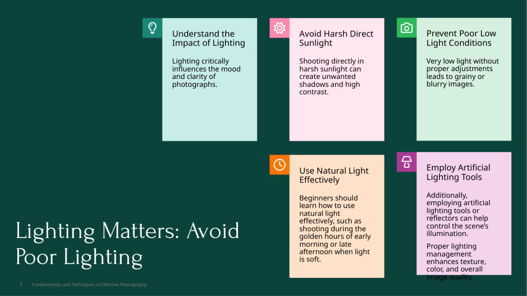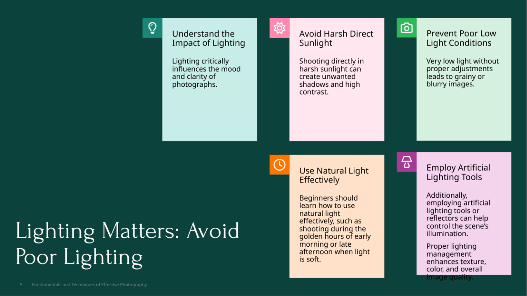Lighting plays a crucial role in photography because it directly affects the mood and clarity of your images. One key thing to avoid is shooting in harsh direct sunlight, as it can create strong shadows and high contrast that distract from your subject. On the other hand, working in very low light without adjusting your settings can result in photos that are grainy or blurry, which reduces overall quality.